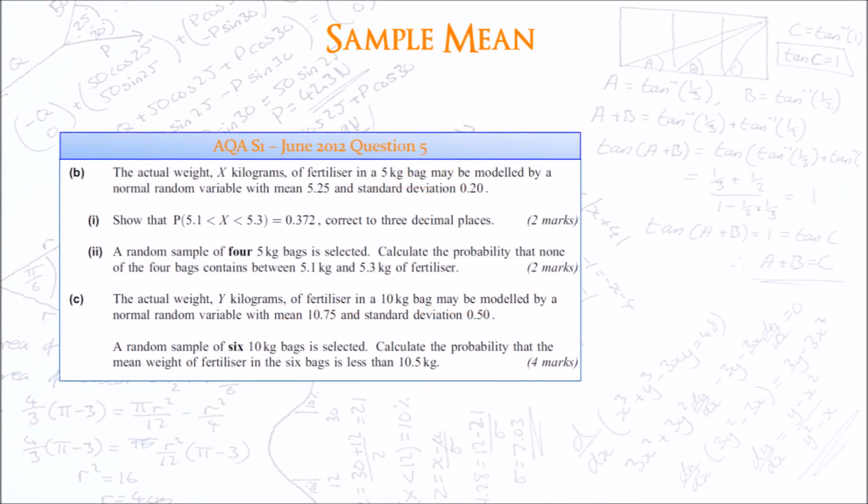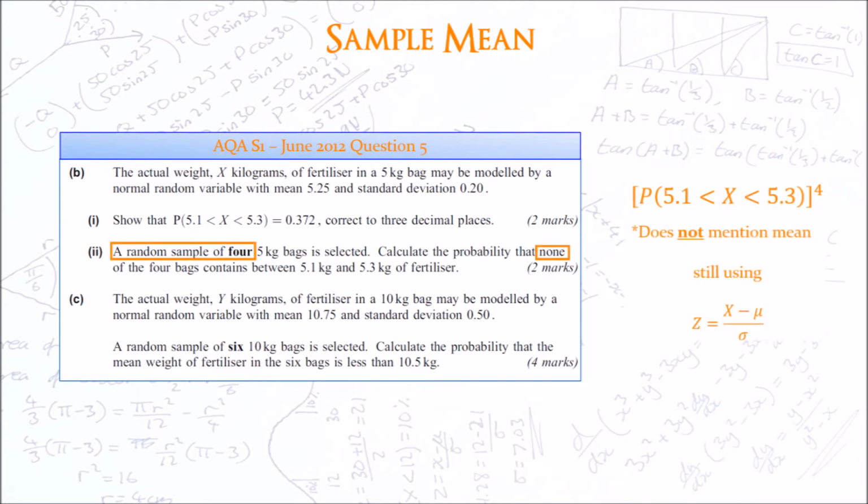So in this one we can see, it's on part 2, it says a random sample of 4 bags is selected. Calculate the probability that none of the 4 bags contain between that. Now it's key, in this question it does not mention mean. Even though it's a sample, it doesn't mention mean. So in this question we're still using z is equal to x minus mu over sigma. Specifically, we're going to be working out the probability that one of the bags doesn't contain between those values, and then we're going to raise it to the power of 4 based on our laws of probability.